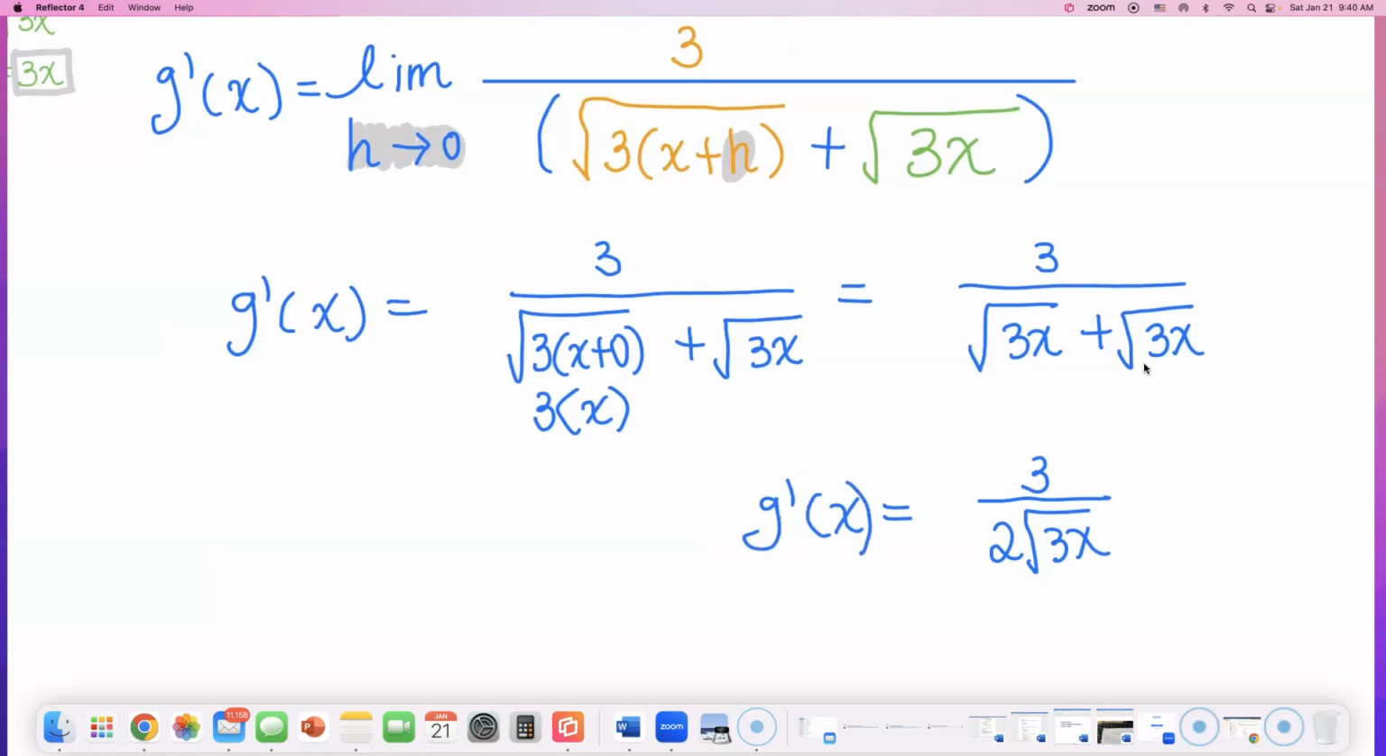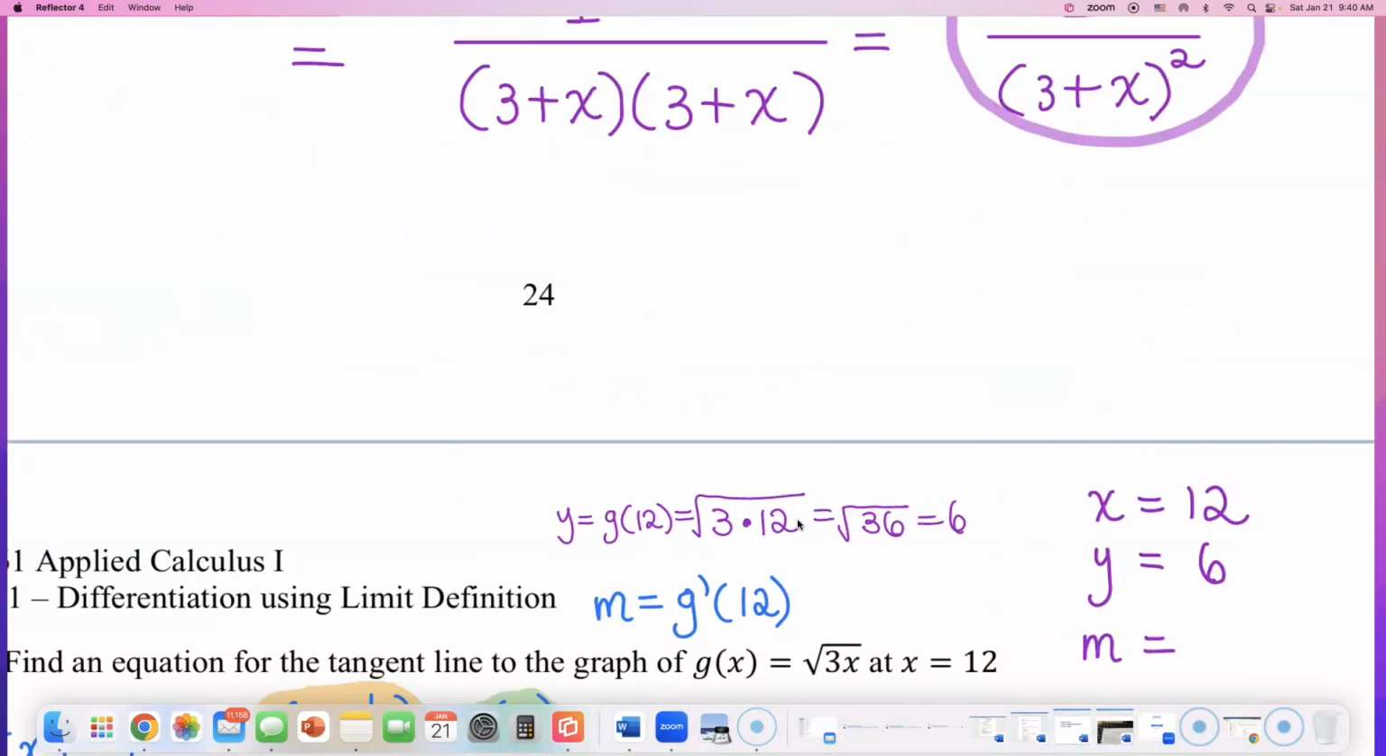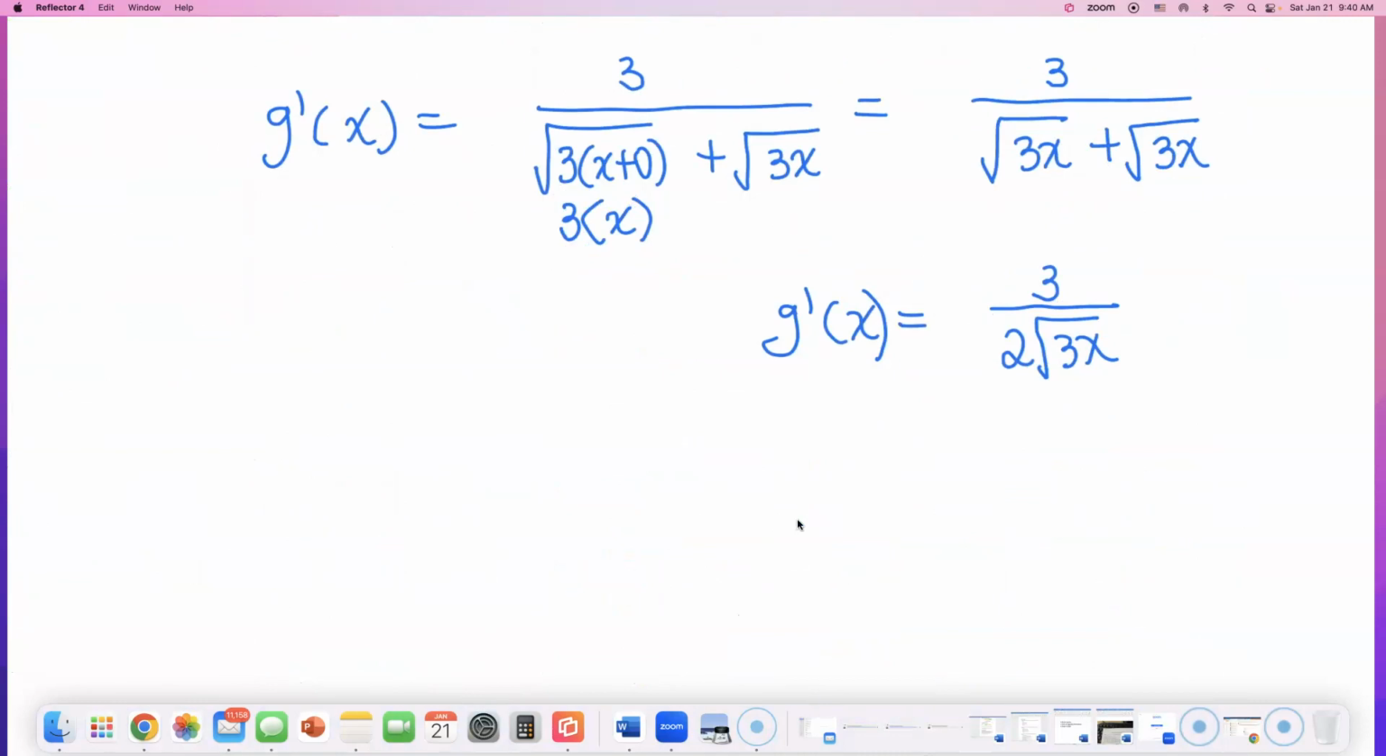Why did we do all this work? Well, because this is our slope maker. G prime gives us the slope of a tangent line. Remember the x value they gave us was 12, right? So what I'm going to do is plug in 12 into this function. The slope of this tangent line is g prime of 12. So let us plug in 12 into this derivative function.